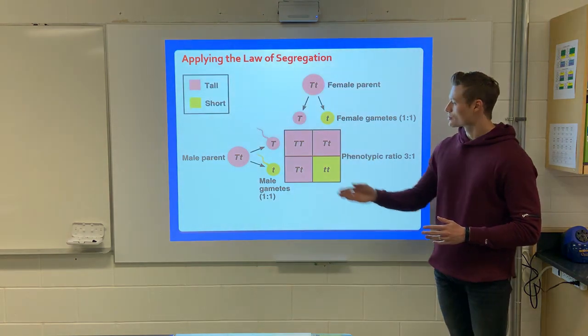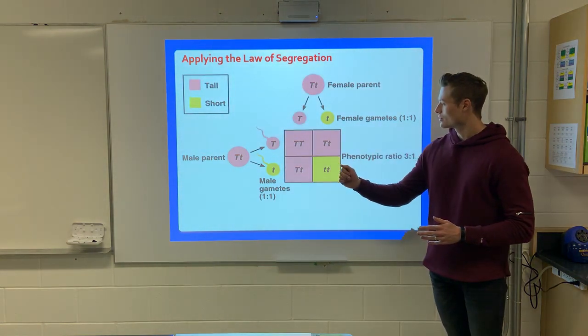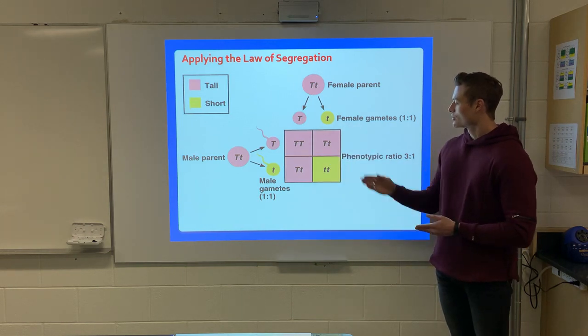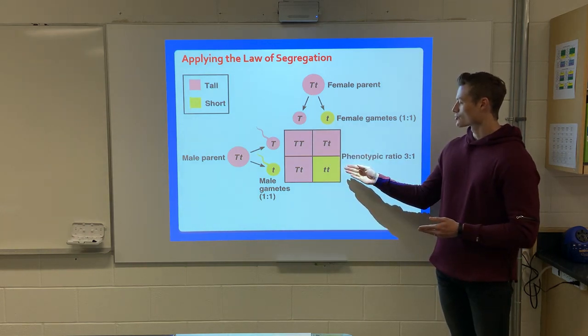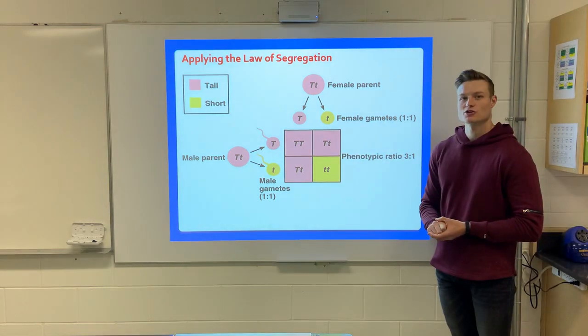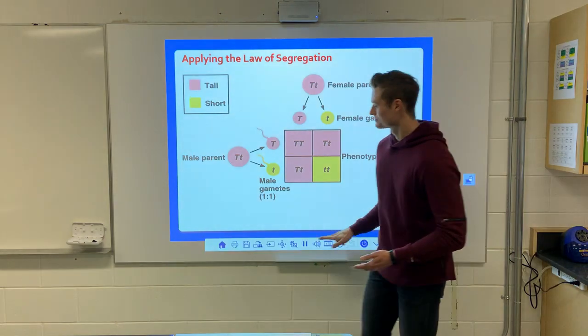Male parent, they can donate the tall allele or the short allele, and now we have a 75% chance that the individual is tall, 25% chance that the individual is short. Of course, our genotype ratio being 1 to 2 to 1, our phenotype ratio being 3 to 1.